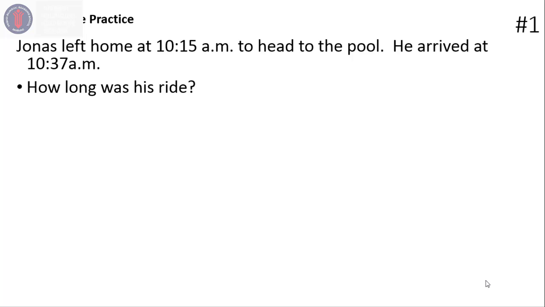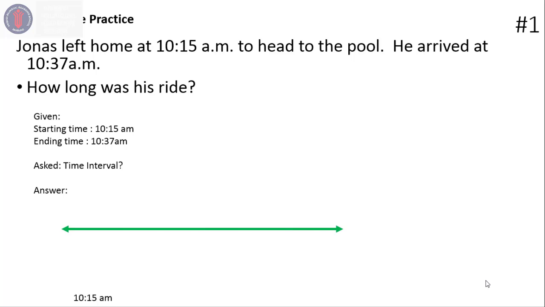It's a time interval. So Jonas left home at 10:15 a.m. to head to the pool. He arrived at 10:37 a.m. How long was his ride? So if you have to calculate how long was his ride, let's see where the starting time is. Yes, the starting time is a quarter past 10, or 10:15, and it ended at 10:37. So we can use the time interval, 10:15 on the left and then 10:37 on the right.